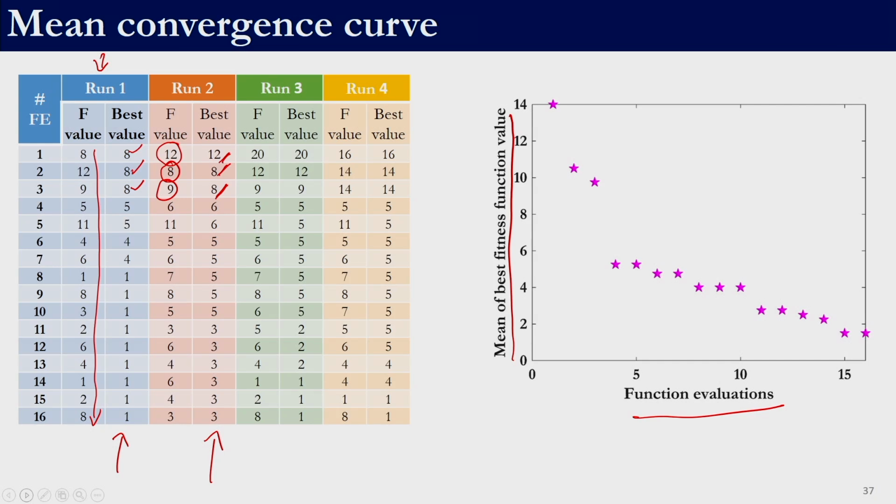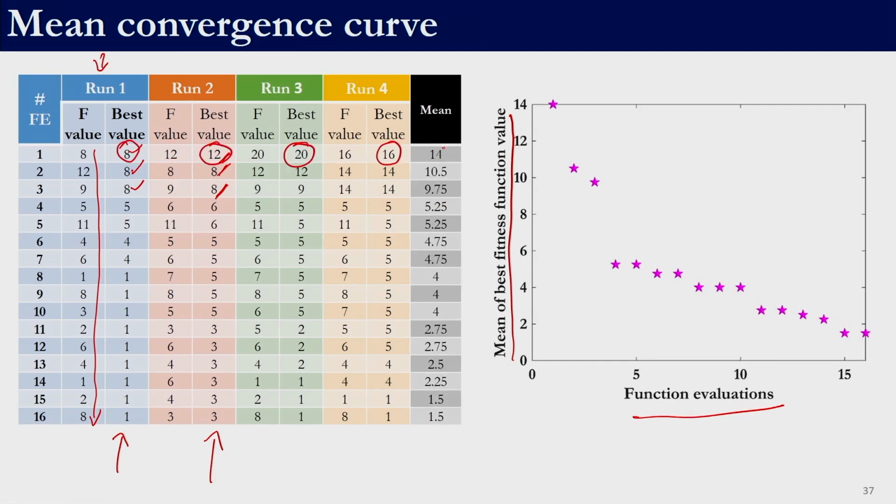So, now we have this. What we will do is find out the mean of the best values, which will give us 14. This is the average of the best fitness function value at functional evaluation 1.